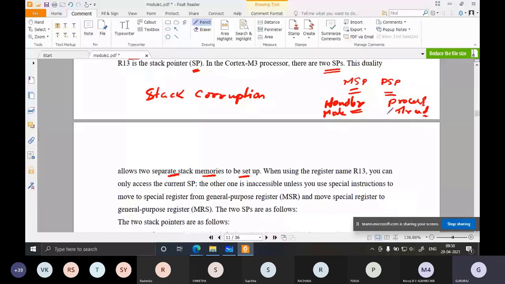Whenever normal programs, the third-party programs or the user programs are running, those programs will use the process stack. But whenever it is handler mode, it will use the main stack. So at this process stack or the thread mode, as I told, user programs will be running. User programs can be third-party programs.